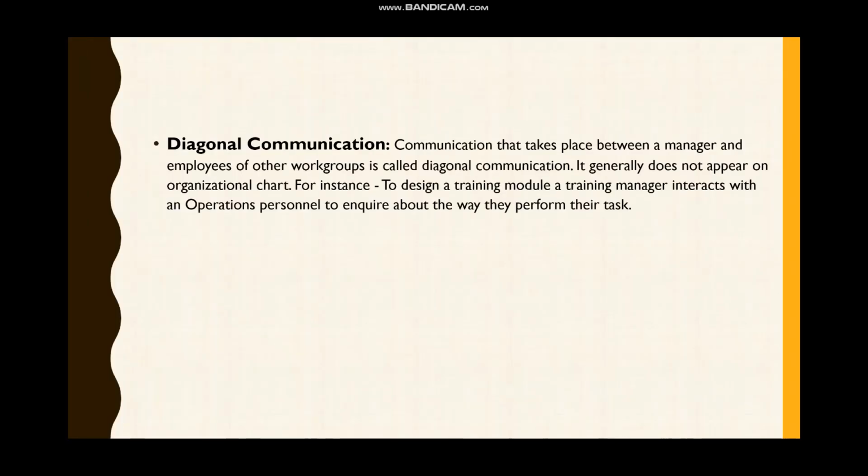Now, the fourth one is diagonal communication. Diagonal communication is communication that takes place between a manager and an employee of other work groups.